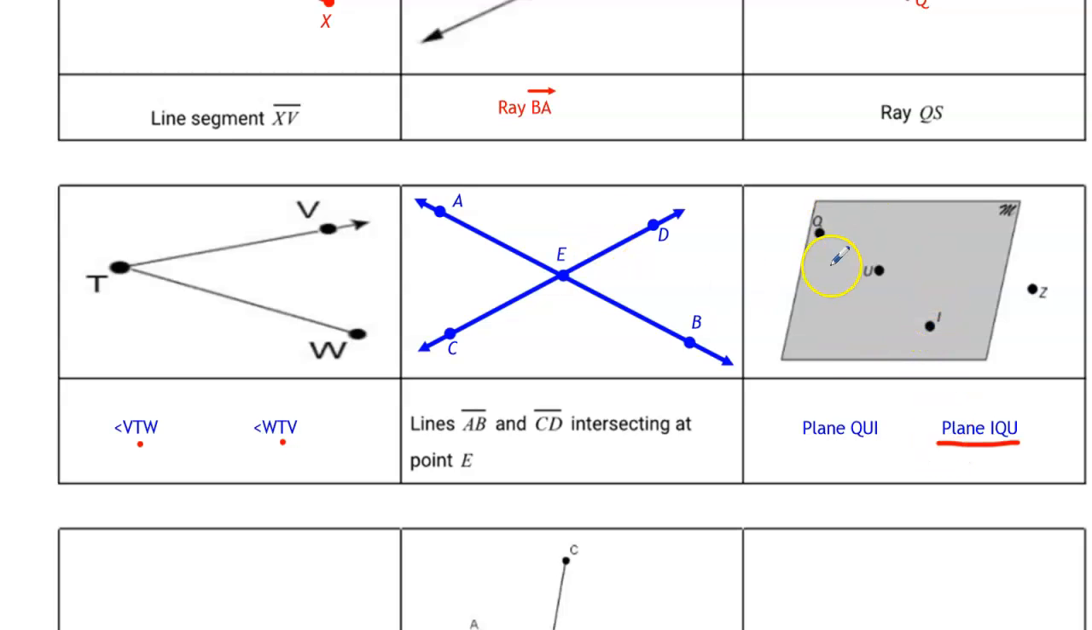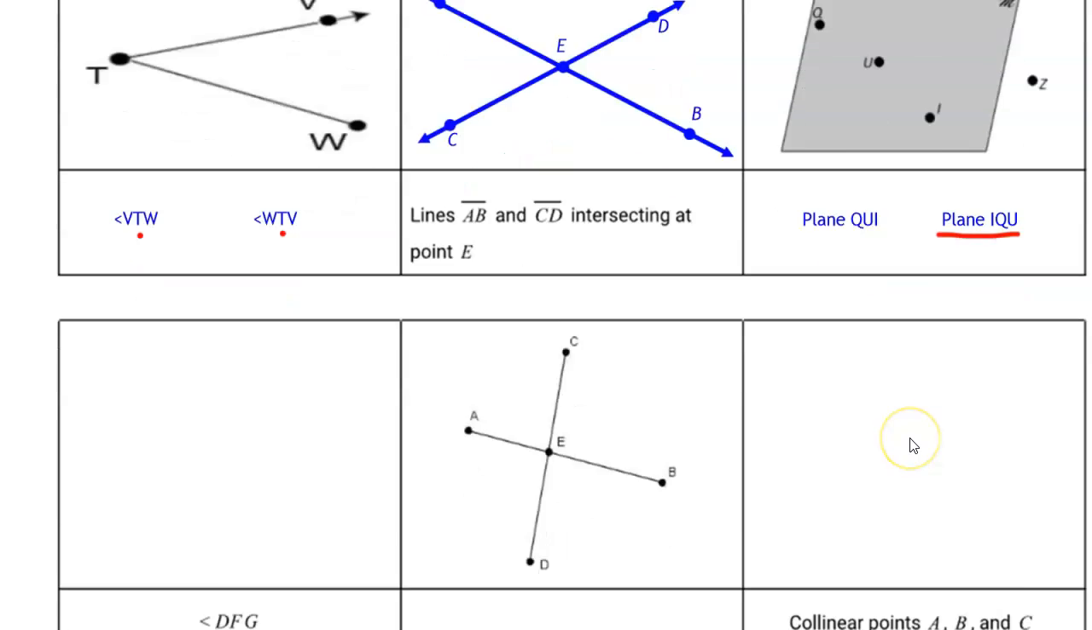And last but not least, this could have been named several different ways, but I only wrote down two, plane QUI and plane IQU. Notice that I was only able to use these 3 points as the name because point Z is not clearly on the plane. It's off to the side here. And regarding this name, I underlined this name because it is the most standard name you could refer to it as. And if you were observant, you knew that it was because I, Q, and U are in alphabetical order.